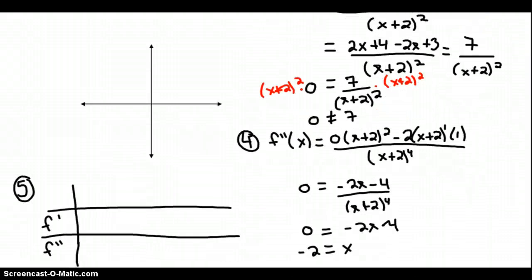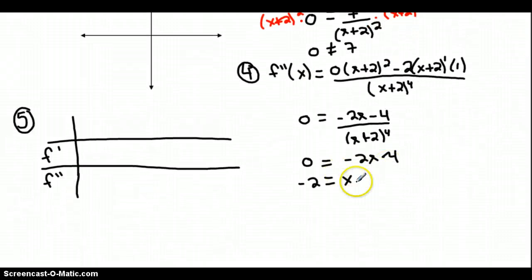And I also want to include any points of inflection. Well, I found negative 2, and negative 2 also happens to be my vertical asymptote. So I am going to put here vertical asymptote just to remind me that this is at negative 2.